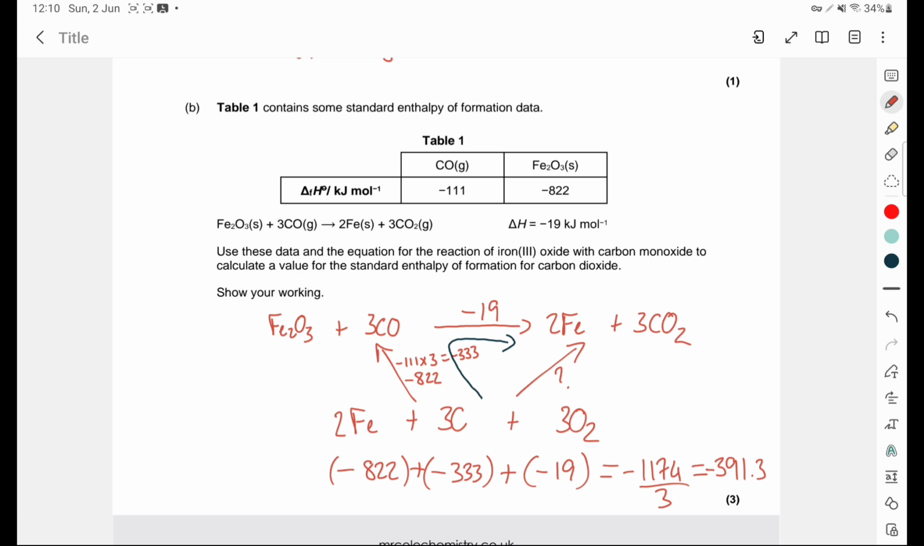Note the significant figures in this question. The mark scheme says anything acceptable higher than 2. Looking at the question, you've got 3 sig figs and 2 sig figs given to you in the question, so really the answer should be to 2 sig figs, which means the answer would be minus 390.